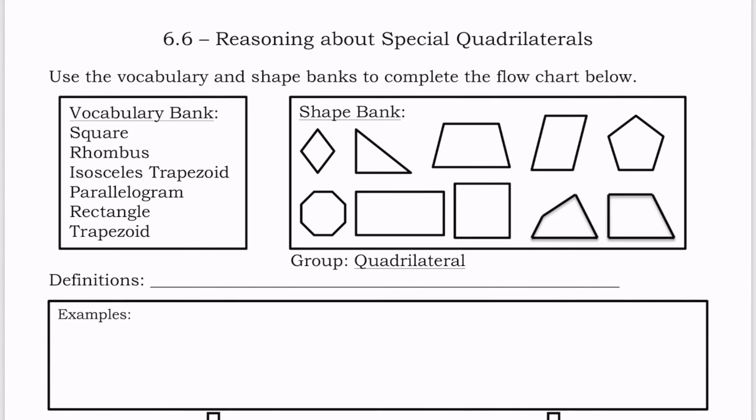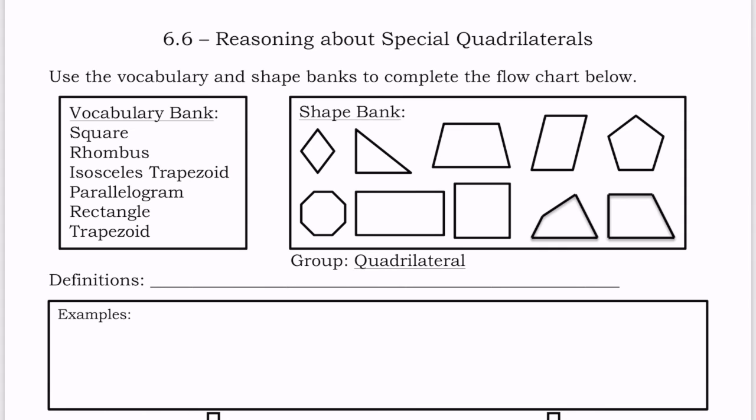Welcome. Today is the last section of Chapter 6. We have learned a lot about different types of quadrilaterals throughout this chapter. So today what we're going to do is organize all of that information. The first thing we're going to do is fill out this lovely chart to organize all these definitions we had about the different types of quadrilaterals.